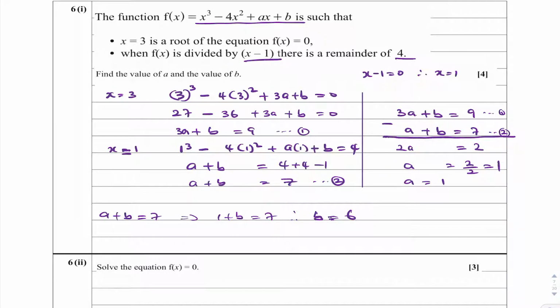So I need to plug a and b back into the function. f(x) equals x cubed minus 4x squared plus x, because a is 1, 1 times x is x, plus 6.